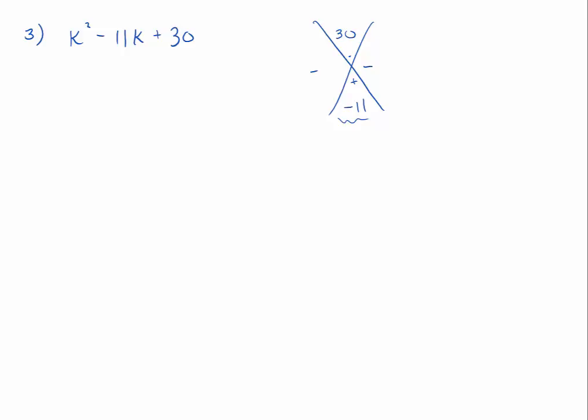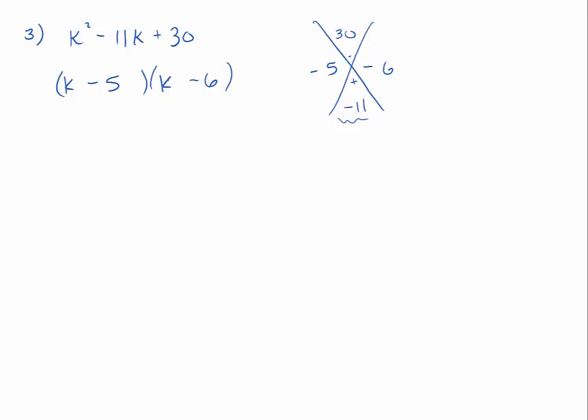Now I'm asking what two negative numbers add to get negative 11 yet multiply to get 30. You can work out the factors, but it's going to be 5 and 6. Negative 5 times negative 6 is positive 30. Negative 5 plus negative 6 is negative 11. And so I write it out like I've been doing, my parentheses, and this time I'm going to put k's, and then it's minus 5 and minus 6, because it's negative 5, negative 6. And that's it. Those are the factors. If you FOIL it out, you'll get k squared minus 11k plus 30.